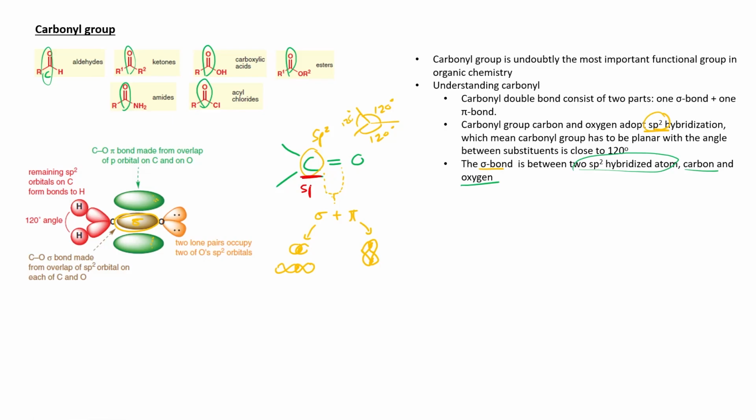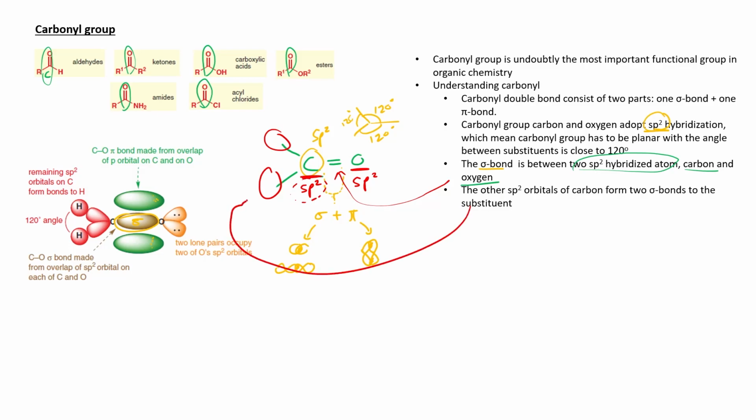This is sp2 hybridized. This is also sp2 hybridized. So what do we call this? This sigma bond is between two sp2 hybridized carbon and oxygen. That is a sigma bond. So what does it mean here? One is here, and then the other sp2 orbitals of carbon form two sigma bonds to the substituents, meaning that this sp2 carbon also makes these two.